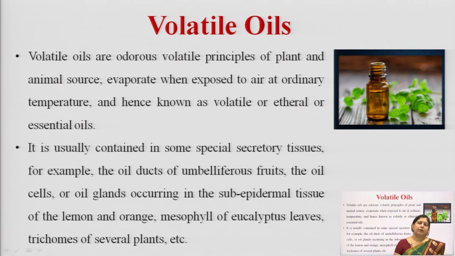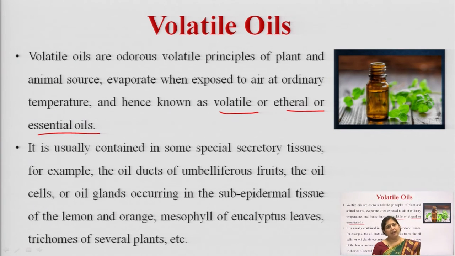So, what are these volatile oils? Volatile oils are the odorous principles of plant and animal source, and they evaporate when exposed to the air at ordinary temperature. They are hence known as volatile or ethereal or essential oils. If we place a fixed oil on a filter paper and a volatile oil on a filter paper, after some time what will happen? The fixed oil, being of a heavy and non-volatile nature, will spread on the filter paper, but the volatile oil will evaporate in the atmosphere.